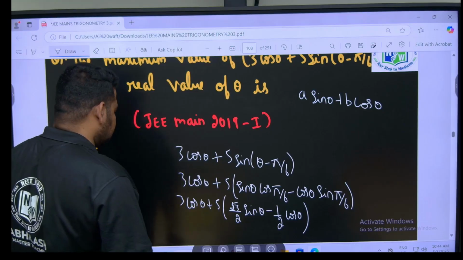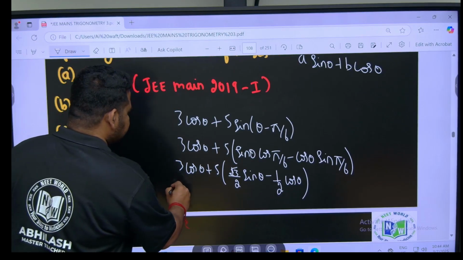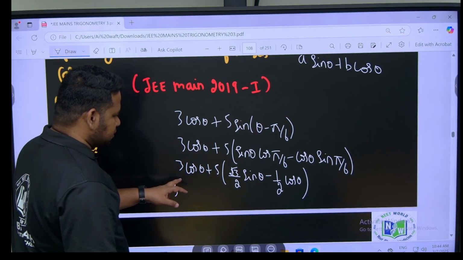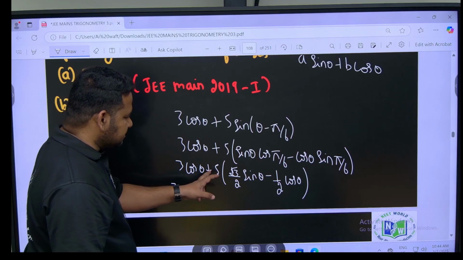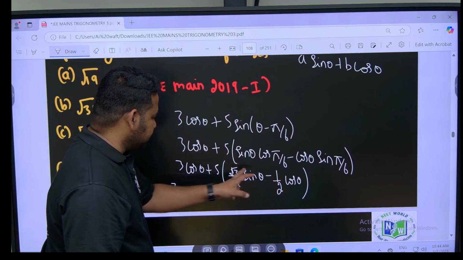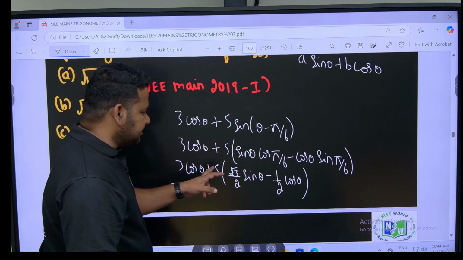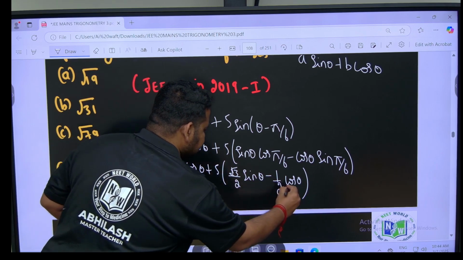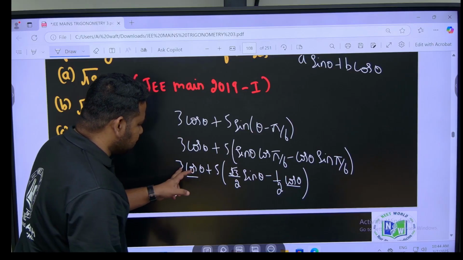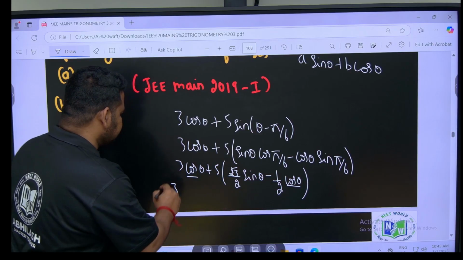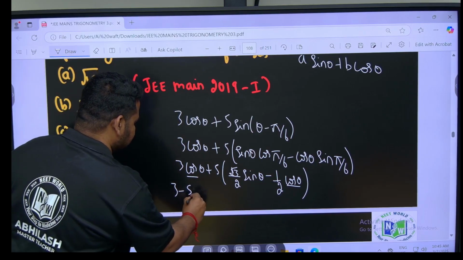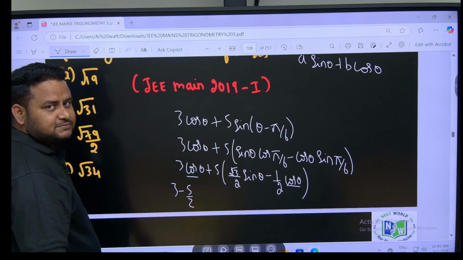Now this is 3 cos theta. Let us look at cos theta first. We have 3 cos theta, and here if you multiply by 5, we have minus 5 by 2. So 3 minus 5 by 2 is what? 3 minus 5 by 2, that is 6 minus 5.